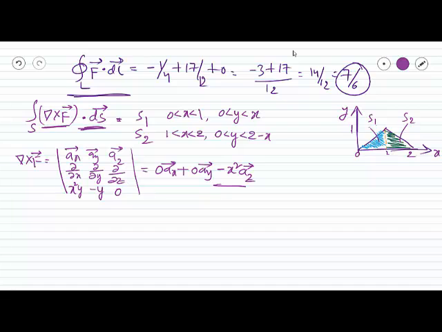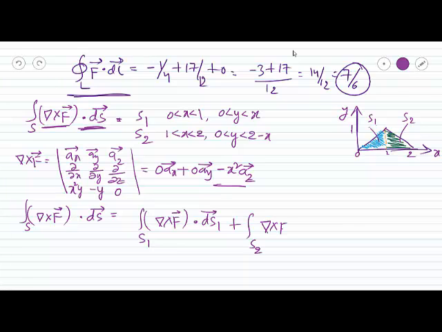Okay, so now we will evaluate this for the two surfaces. The open surface integral of ∇ × F bar · dS bar is equal to the integral over S1 of ∇ × F bar · dS1 bar, plus the integral over S2 of ∇ × F bar · dS2 bar. Now how do we write these vectors dS1 bar and dS2 bar?